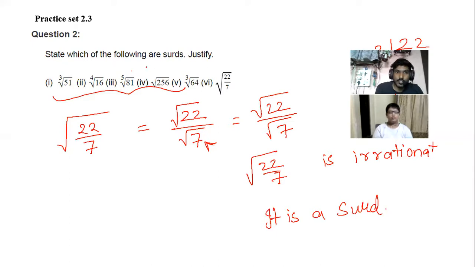Okay, is this fourth one a surd? Square root 256? Looking at it, you should be able to tell. It is not a surd. Similarly, what about cube root 64? It is not a surd because the answer is a rational number.